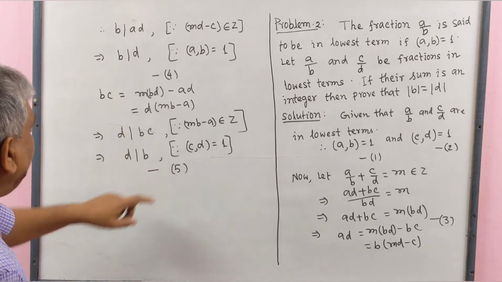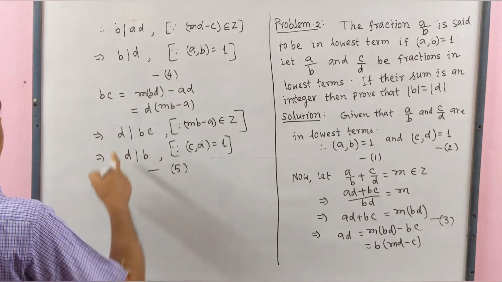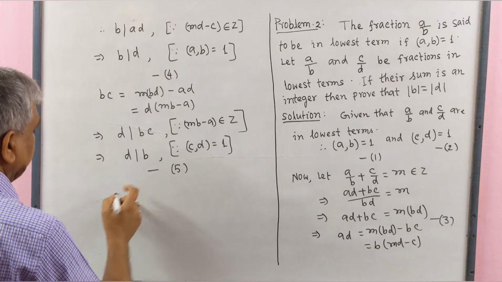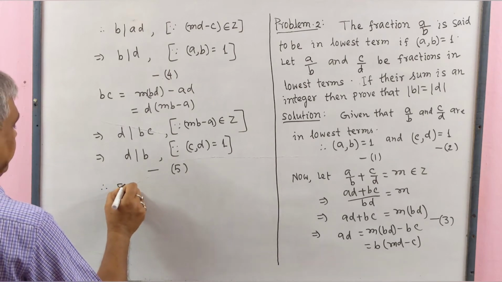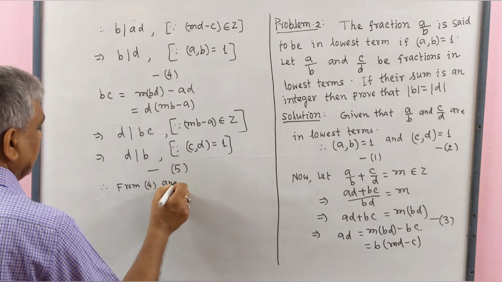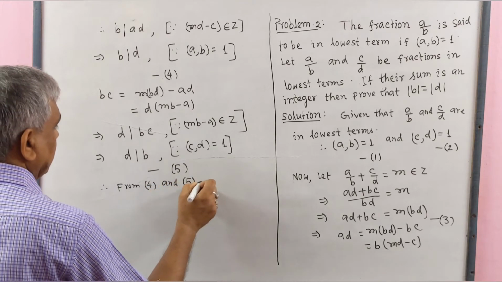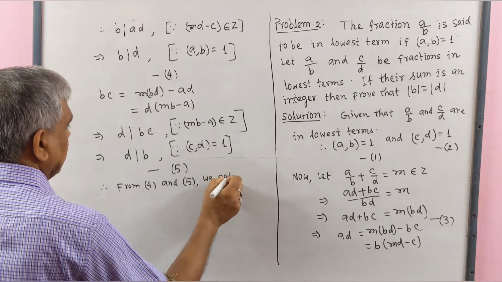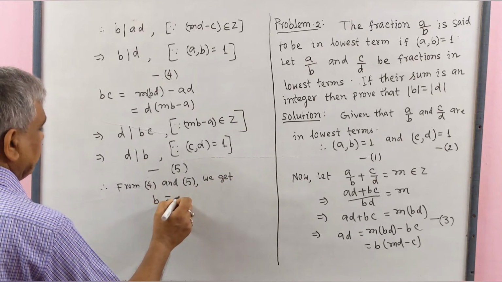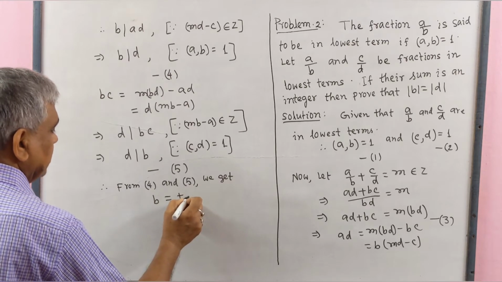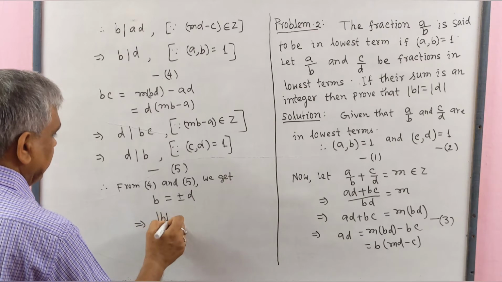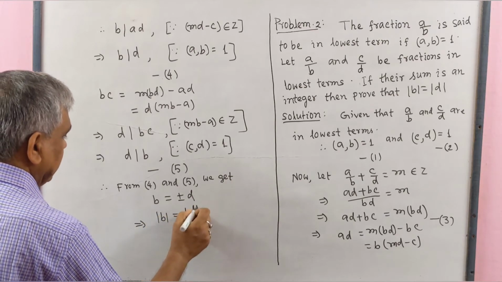From 4 and 5 we get here b divides d, here d divides b. Therefore, from 4 and 5 we get b equal to plus minus d implies that modulus of b equal to modulus of d. Proved.